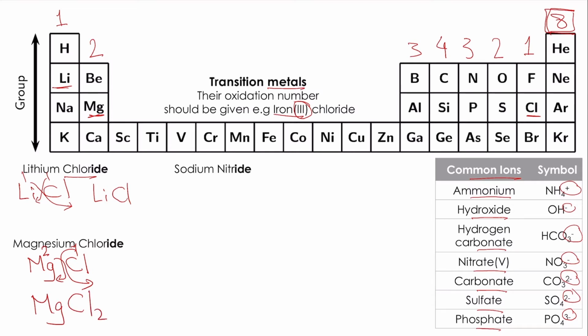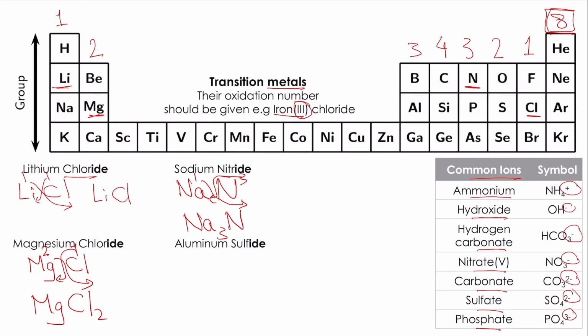One more example. Sodium nitride. Sodium is Na. Then nitride, we have N, here in group 15. Sodium is in group 1. Nitride is in group 15, so it's 3. Now we need to exchange the valencies. So 3 will come here and 1 will come here. So it's Na3N. This is how we write sodium nitride after exchanging the valencies.